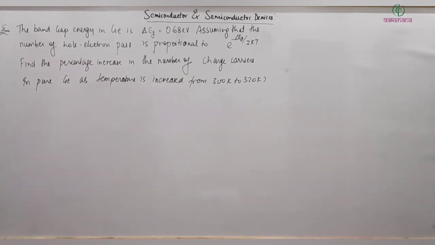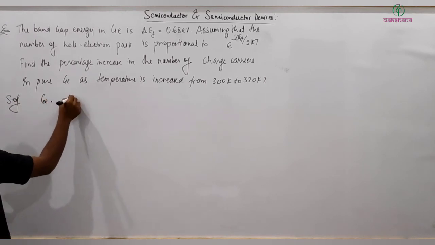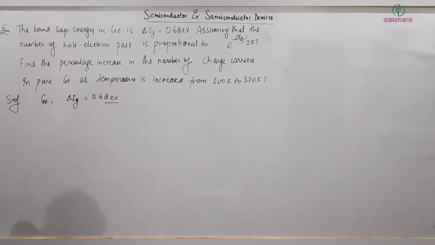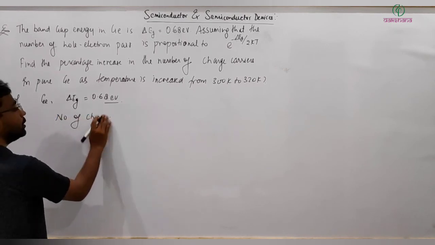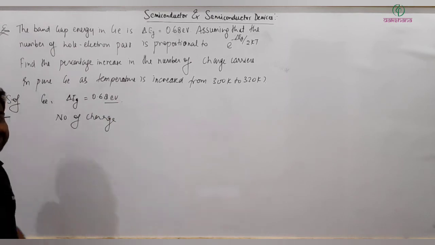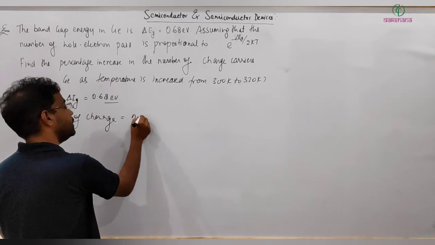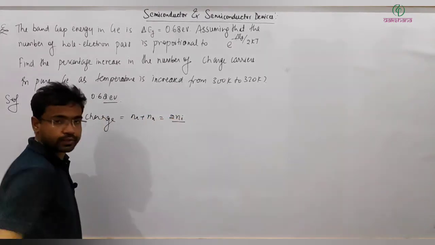Okay, see next problem. The band gap energy in germanium, delta Eg, is given as 0.68 electron volt. Assuming that the number of hole-electron pairs is proportional to this, the number of charge carriers will be twice the number of holes or electrons. Or either you can write charge carriers will be Ne plus Nh, and that you can write as 2 times Ni. Clear?